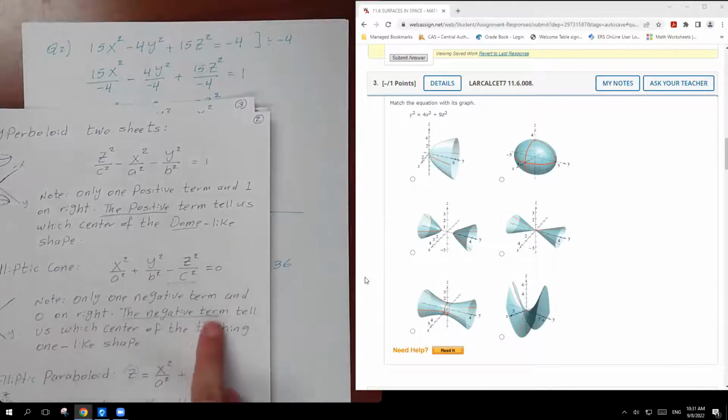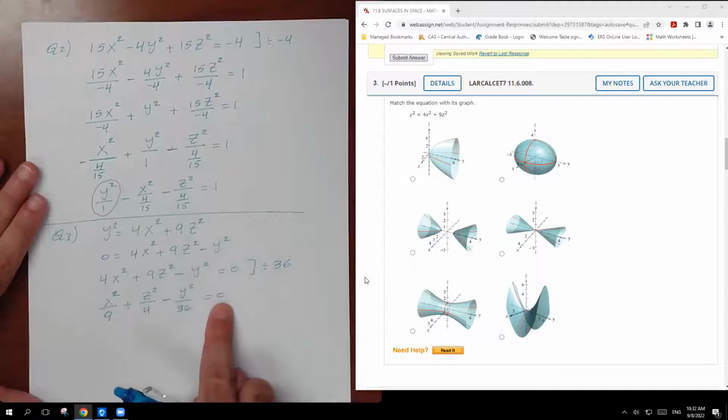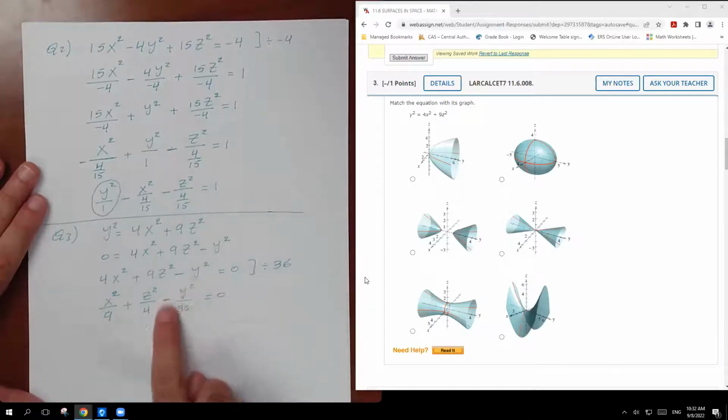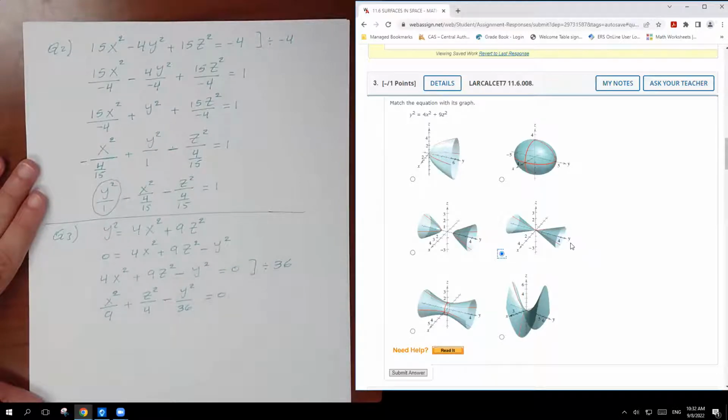Positive, positive, one term is negative, and the negative term tells us which one is going to be the center. So let's look here, positive, positive, the other side equals 0. So it's going to be elliptic cone on the y coordinate. So I'm going to choose, you see the shapes? Choose the elliptic cone on the y coordinate.